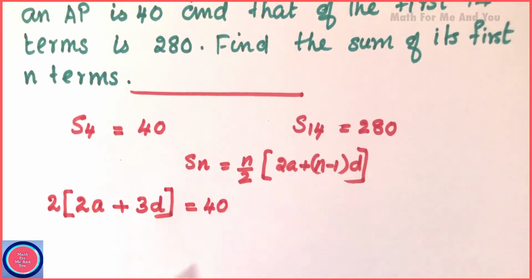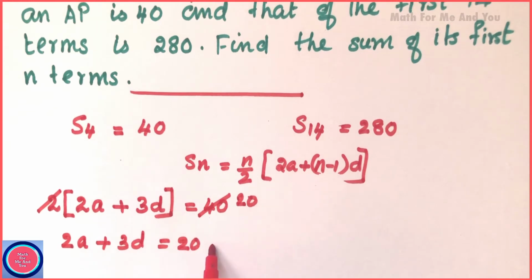Okay, we could cancel 2 from both sides, right side and left side. So the right side we get 20, left side is 1. So we can write 1 times 2a plus 3d. It is 2a plus 3d is equal to 20. Let it be equation number 1.